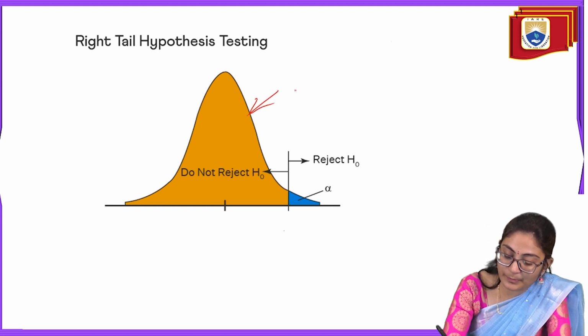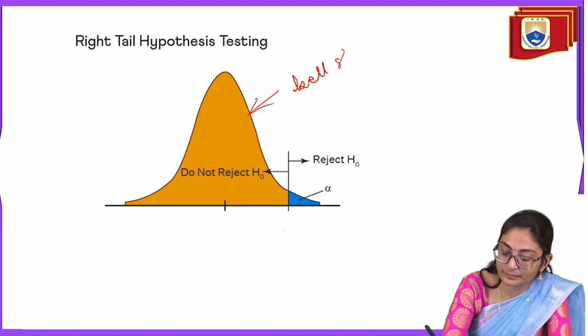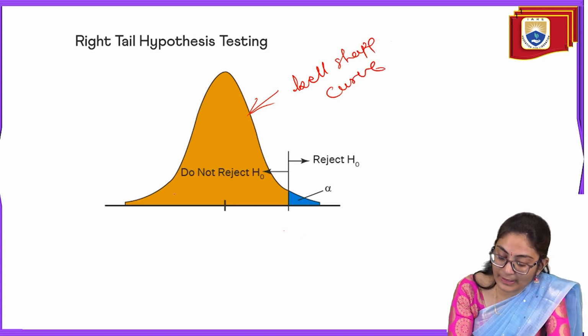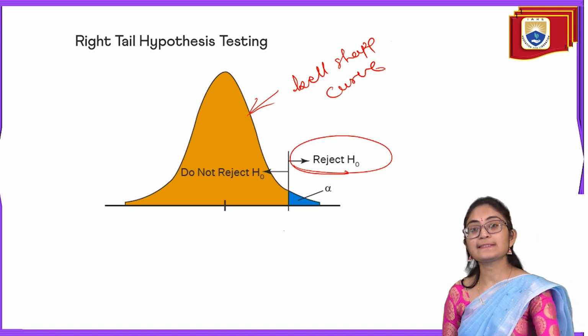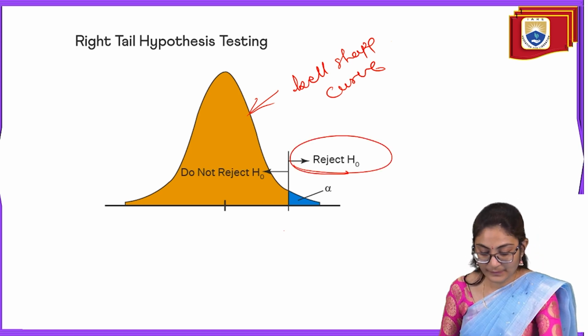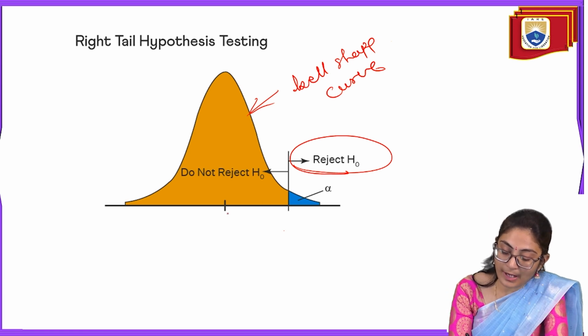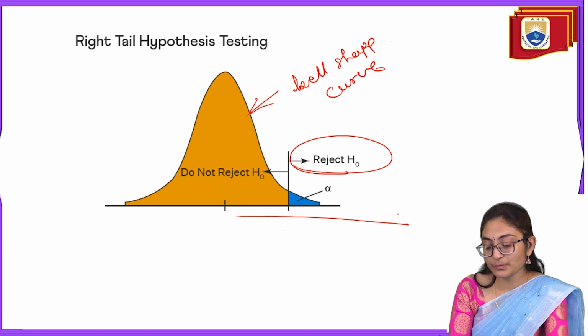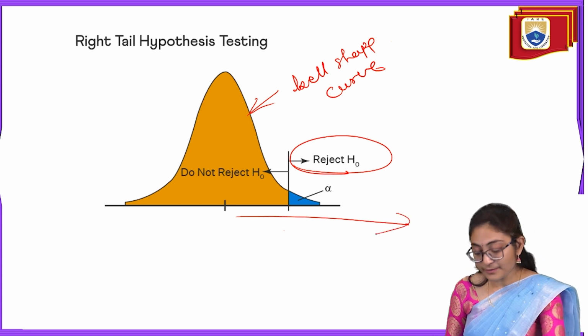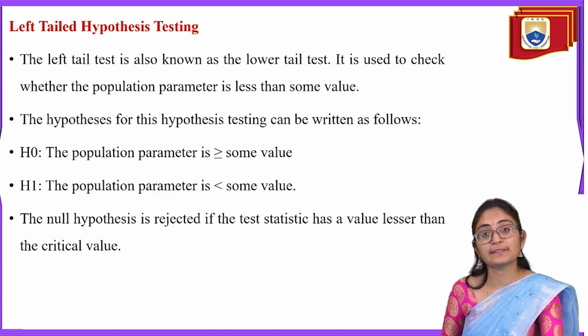Now, this is your right tail testing. This is your bell-shaped curve. Here you can see that the null hypothesis is rejected, and your null hypothesis is rejected from the right side. That's why it is right tail hypothesis testing.